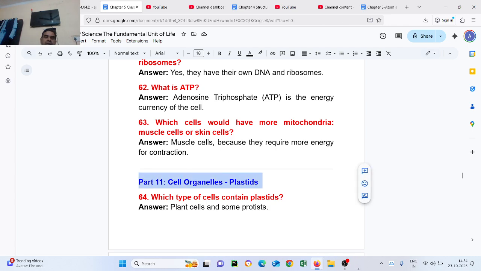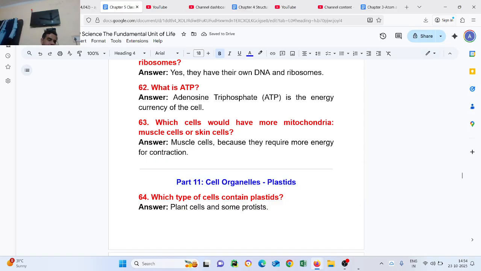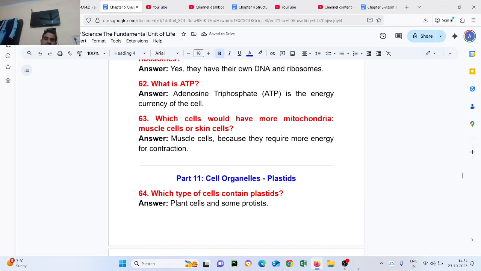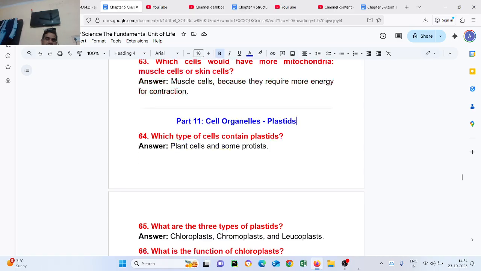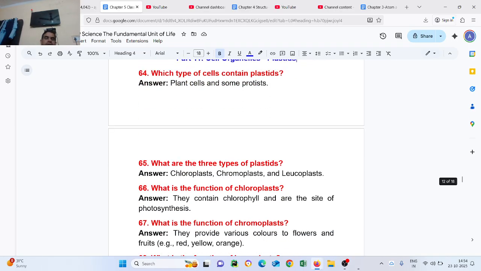Now move to part 11, cell organelles and plastids related questions. Question number 64. Which type of cell contains plastids? Plant cells and some protists. Question number 65. What are the three types of plastids? Chloroplast, chromoplast and leucoplast are the three types of plastids.